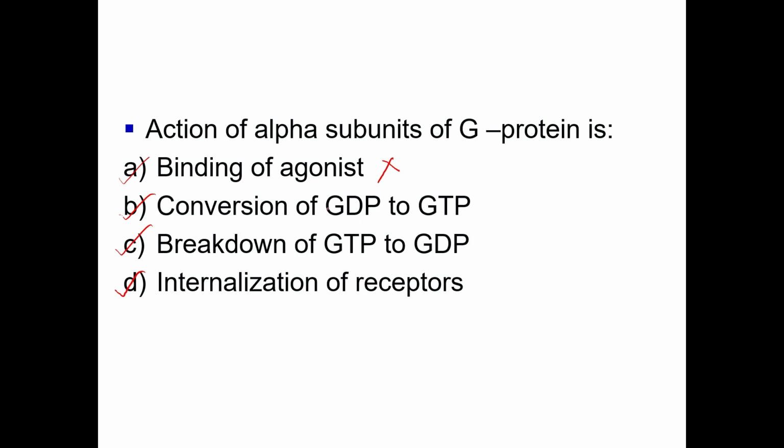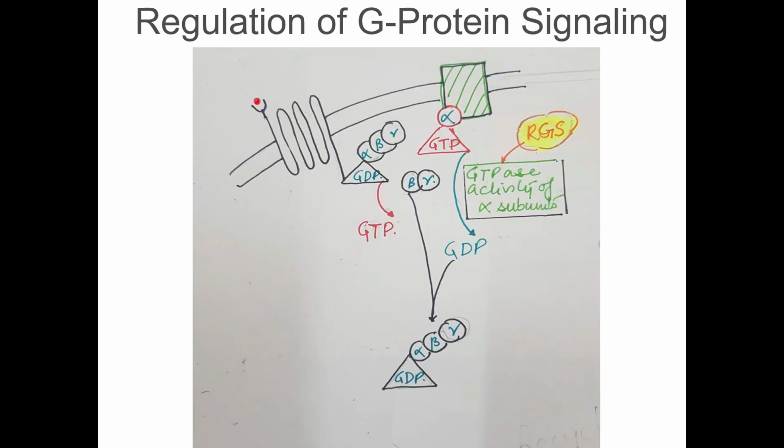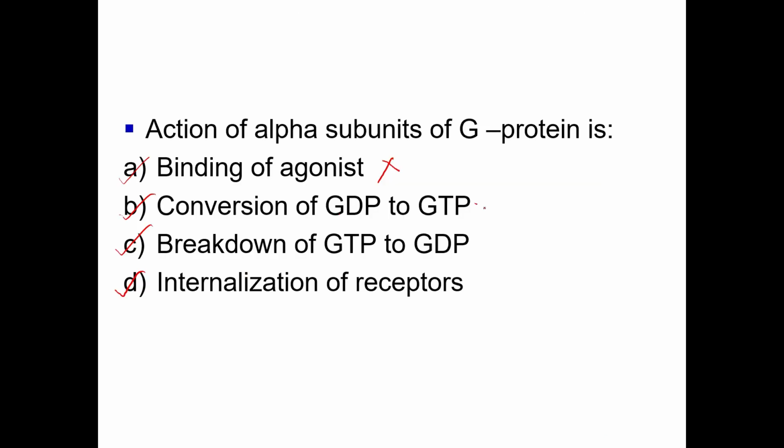The second one is conversion of GDP to GTP. Once the agonist binds, then what happens? The GDP is replaced by the GTP. Then this gets activated. So the second choice is also wrong.